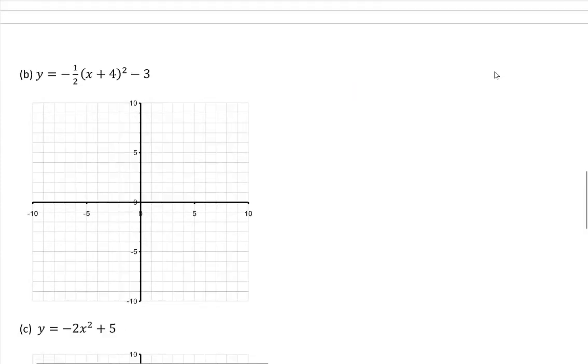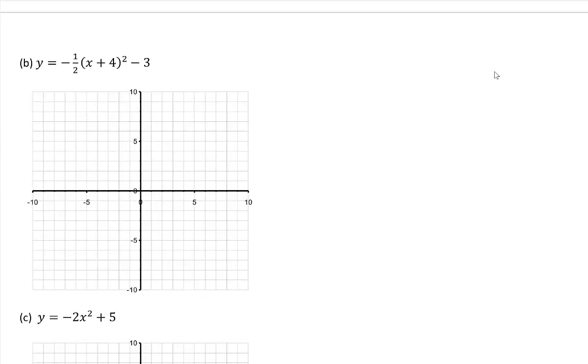All right, let's try a couple more. So again, start with the base graph, y equals x squared. 0 squared is 0. 1 squared is 1. 2 squared is 4. 3 squared is 9. And then the matching points on the other side. So there is y equals x squared.